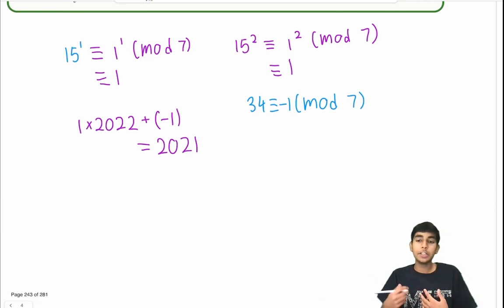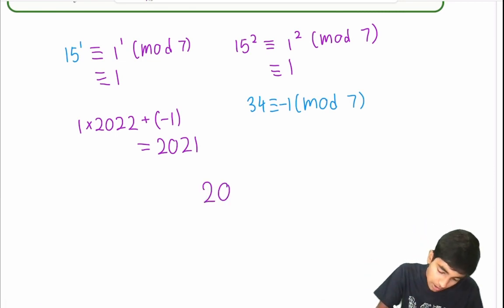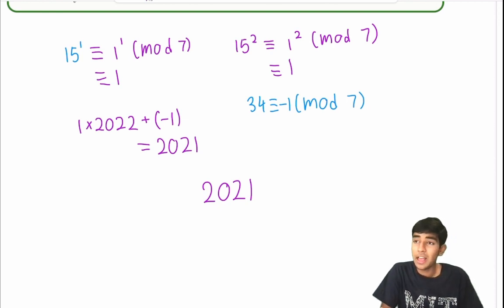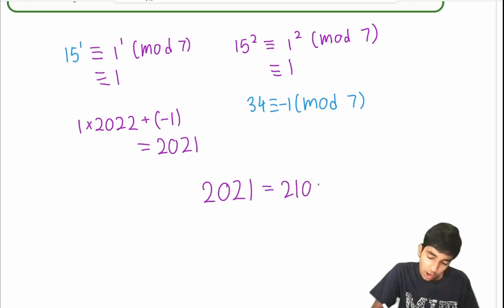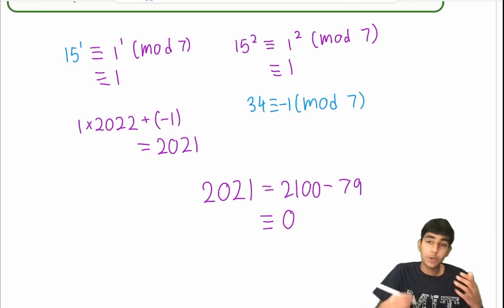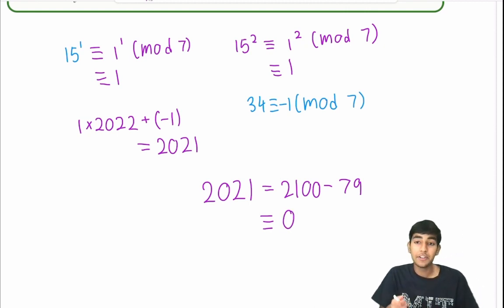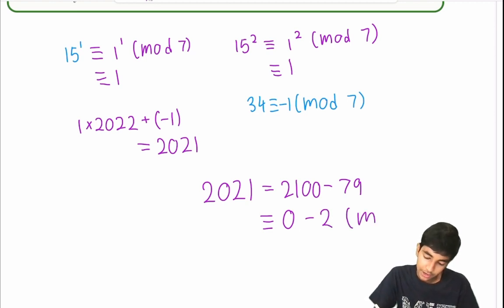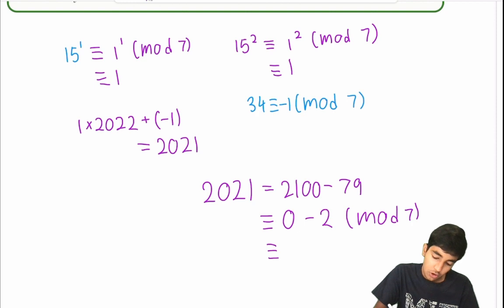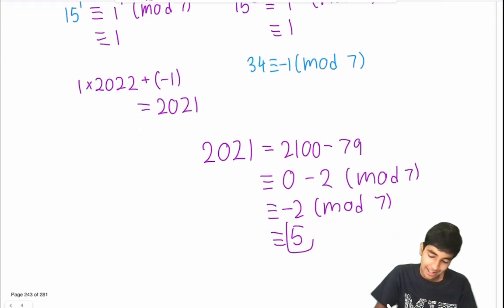And what's the remainder when 2021 is divided by 7? Well, there are different ways of going about that. One way is just to divide, but another way is to notice that this is 2100 minus 79, and 2100 is a multiple of 7, equivalent to 0, and minus 79. Now, notice how 79 leaves a remainder of 2 when divided by 7, so it's equivalent to 2 mod 7. And this is equal to negative 2 mod 7, and remainders cannot be negative, unlike mods, so our answer will then be 5. So 5 is the answer for this problem.